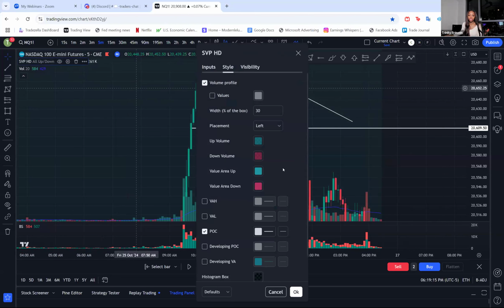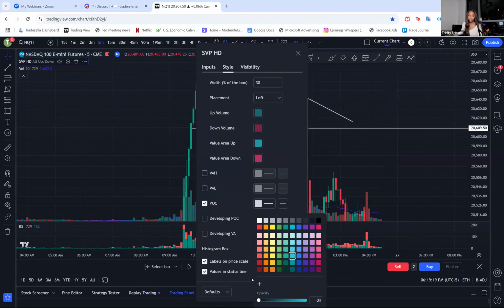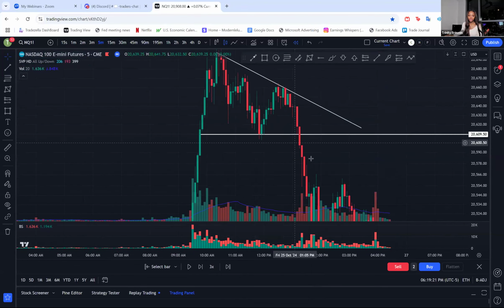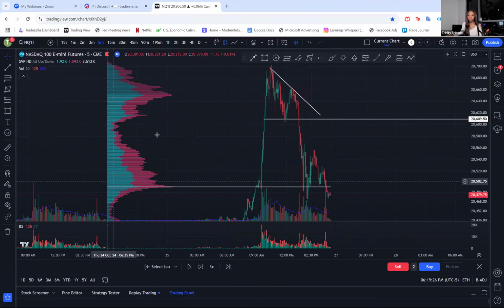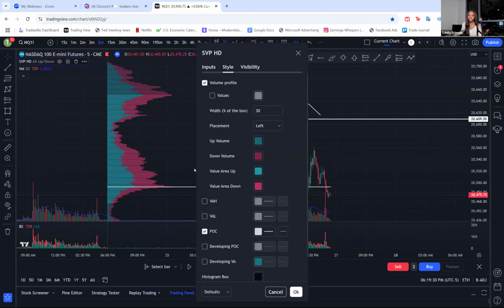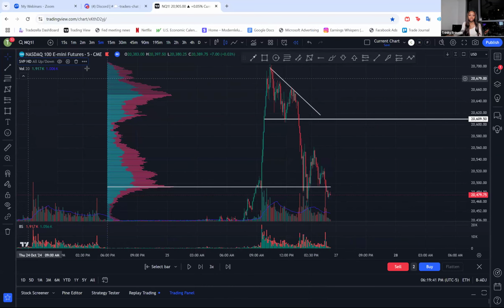The settings, you can make the colors whatever you want. Just the histogram box, turn it off. But other than that, you can make the colors whatever you want. Previously, they were white and yellow. Now they're red and blue. You can make them whatever. Just to show you guys again, this is the settings for it. You can change the colors. All right, the histogram box, you just want to turn that off so it's not causing big stuff on your screen.